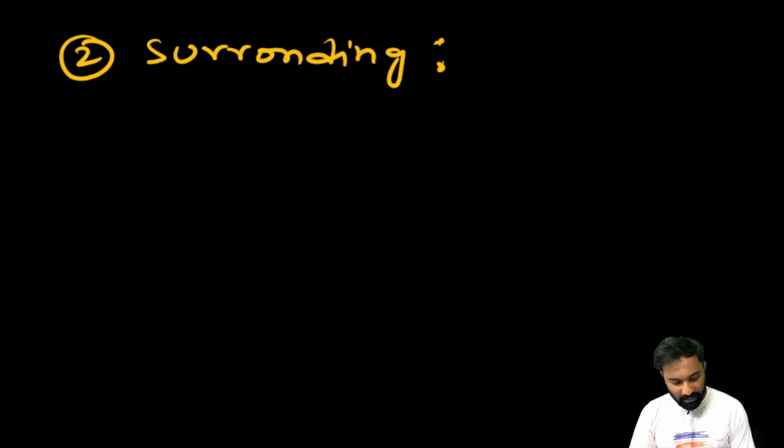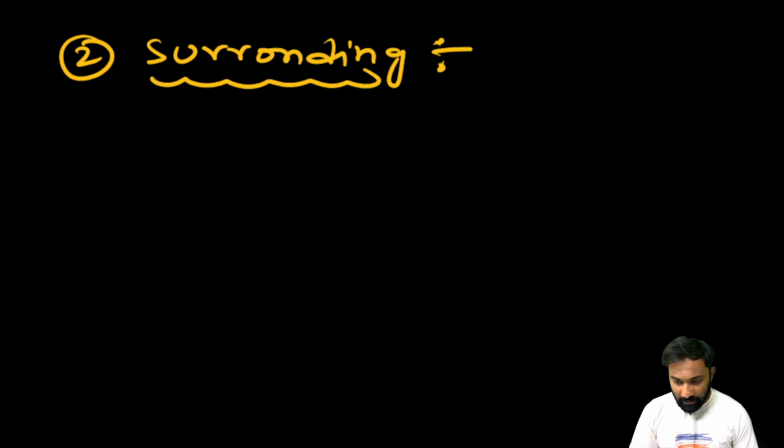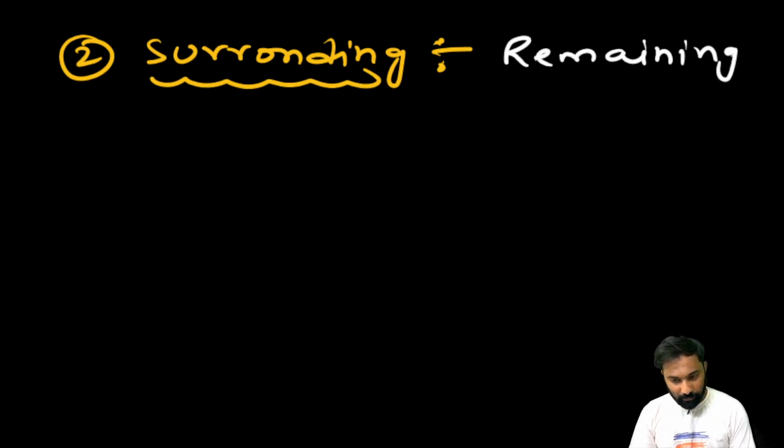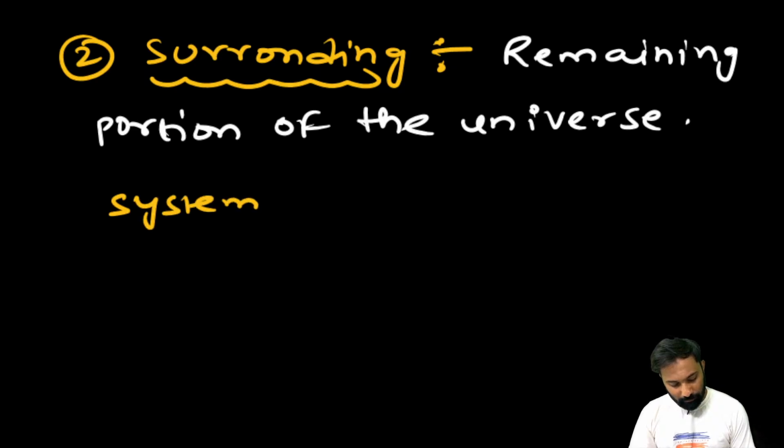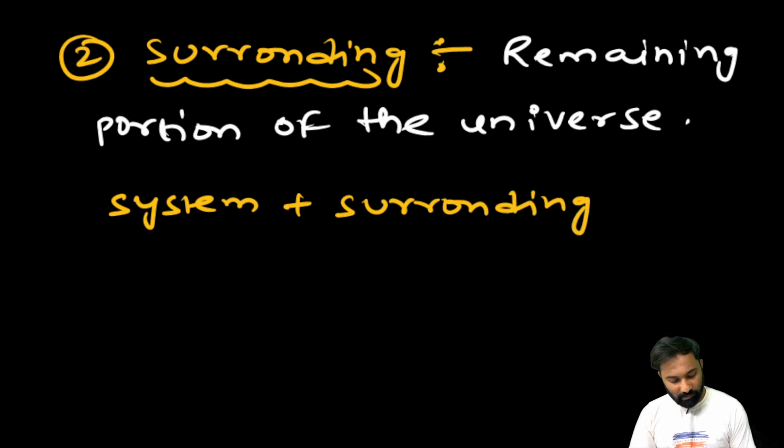Now, the next point we are going to see is the surrounding. What is the meaning of the surrounding? Now the remaining portion of the universe. Other than the system, the remaining portion which we are having in the universe, we call it a surrounding. Clear? Now the system plus surrounding is equal to universe.